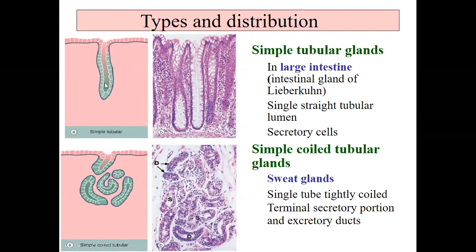And then we have the simple coiled tubular gland. An example here is the sweat gland. Usually the simple coiled tubular gland has a single tube and coil. They have a terminal secretory portion and also the excretory duct. So it coils. Simple means it doesn't have a branch, and then coiled and tubular, a tubule in the form of a tubular shape.